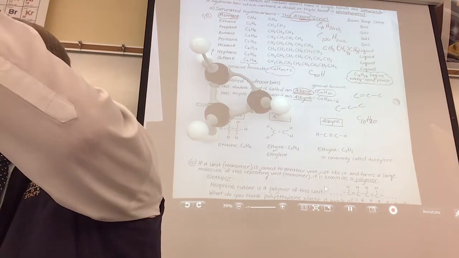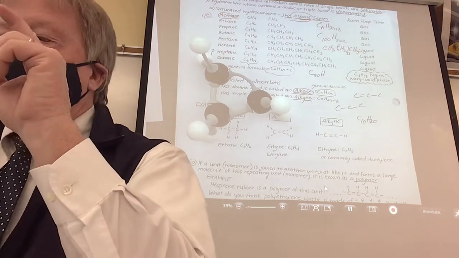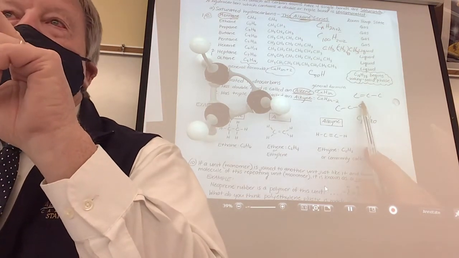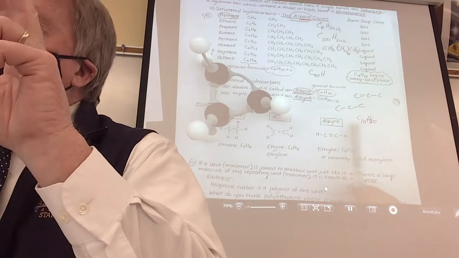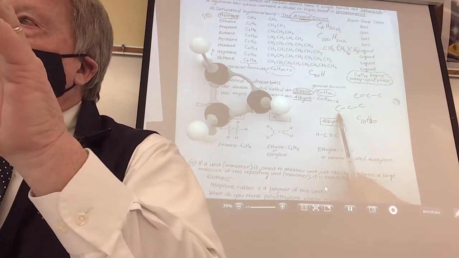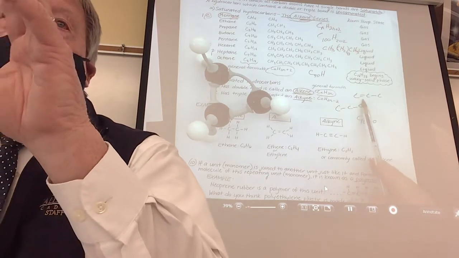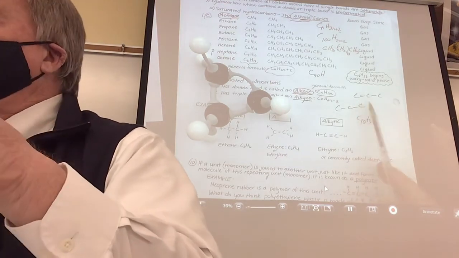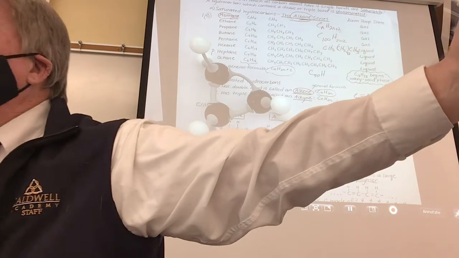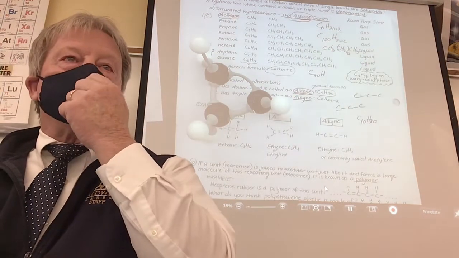Yes, you're really picking up on this. There's a price to pay. When you put a double bond there, you lose 2 hydrogens. So if this was CnH2n+2, this is CnH what? 2n, without the plus 2. When you put a double bond in there, you pay a price.